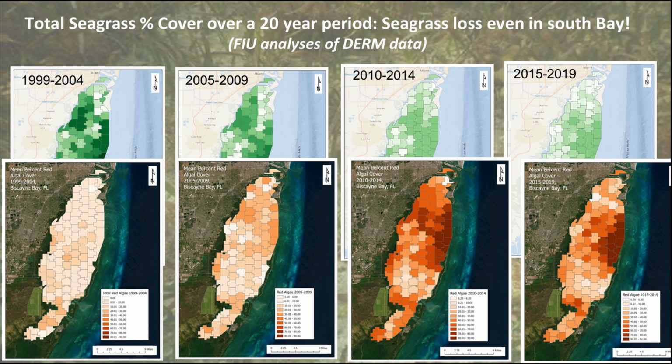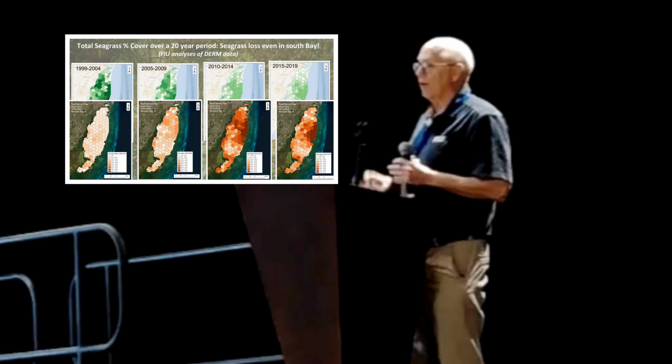These are 4 time series plots of DERM data that they've been collecting routinely since 1999. And what I want you to see is they go from very green in the 1999 to 2004 period to not nearly so green in 2015 to 2019. So there is a long-term loss of seagrass abundance in the southern part of the bay, and that is coupled with a long-term increase in algal abundance.